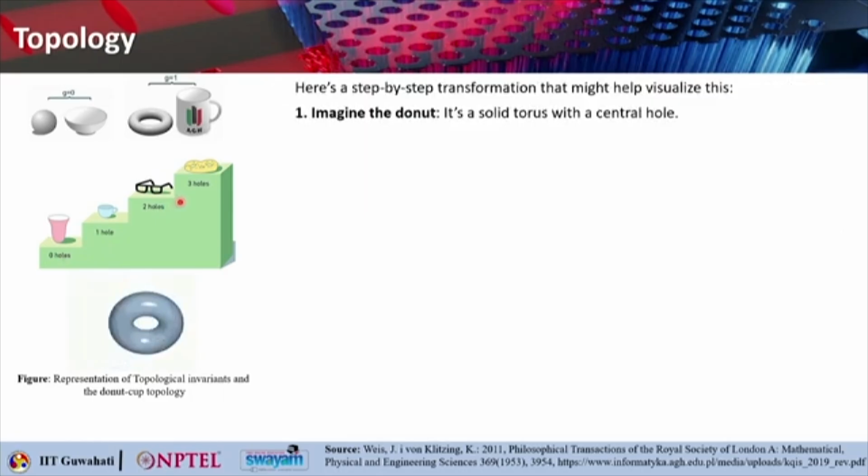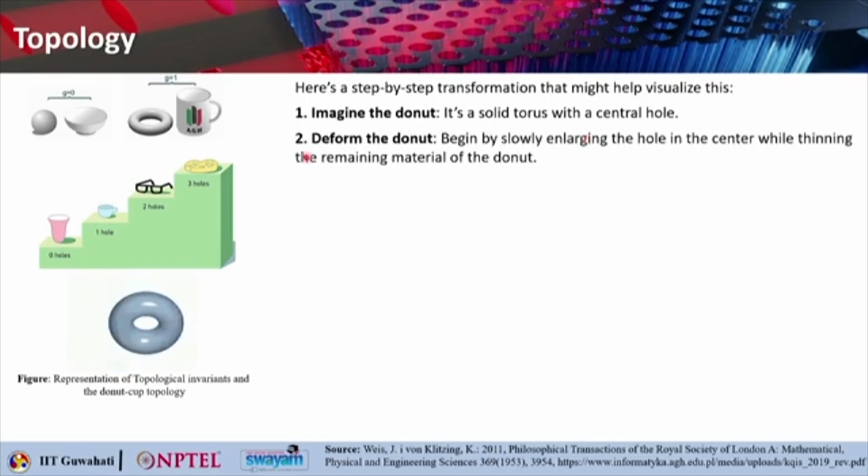Okay. So, if you want to visualize what is happening here, these are the step by step transformations that might help you to visualize that. Okay. So, imagine the donut, which is basically this structure. It is a solid torus with a central hole. Now, deform the donut.